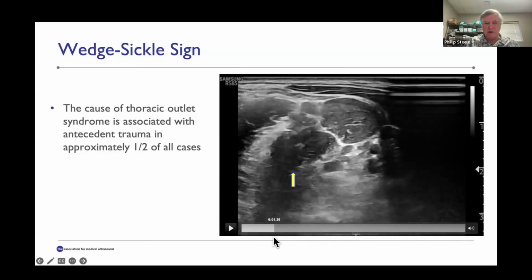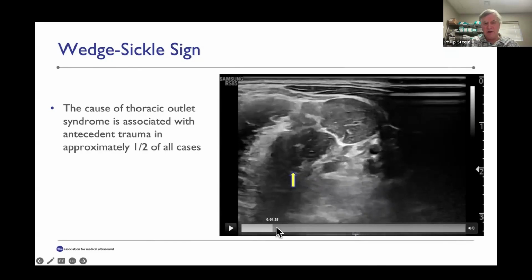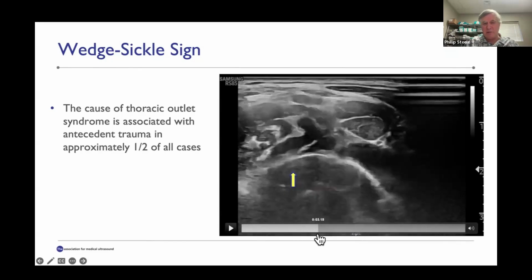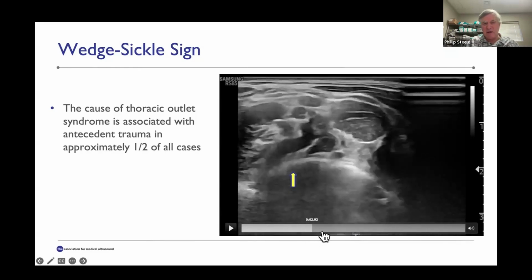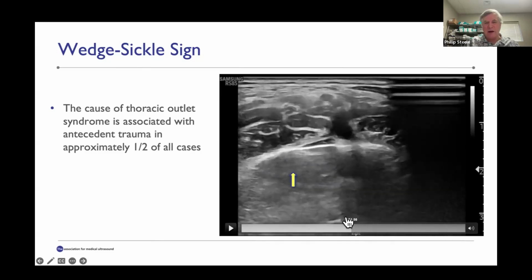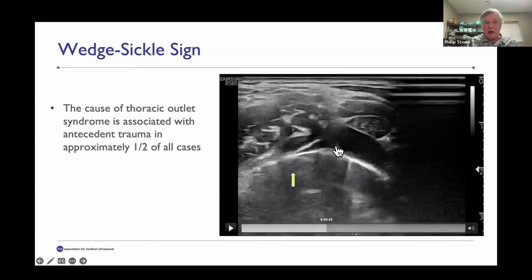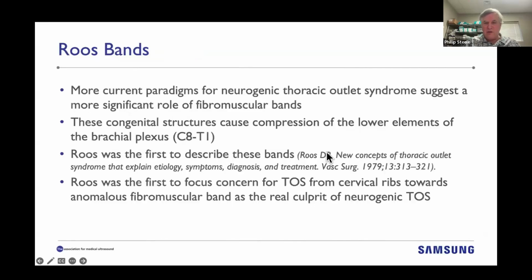And you can see here, this patient has a cervical rib right there, but there's a fibromuscular band from the end of that cervical rib that's creating entrapment here. And that entrapment can create a radicular pain pattern. Now, these typically present like a thoracic outlet syndrome.